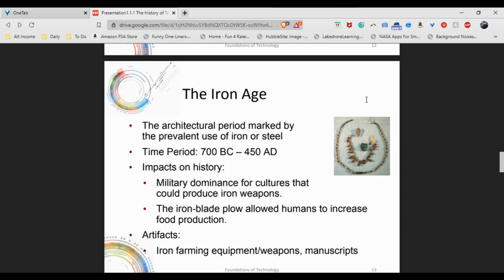Iron-bladed plows allowed humans to increase food production. They were just better than stone or bronze. Iron farming equipment, weapons, manuscripts. Again, more documentation.